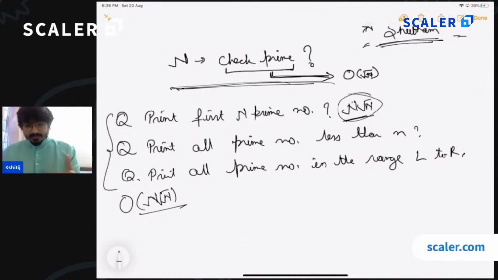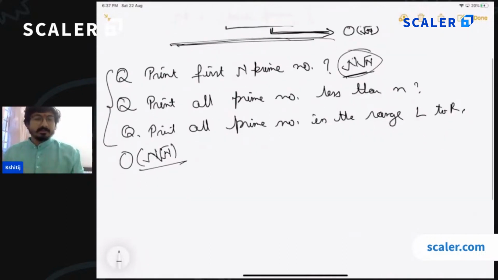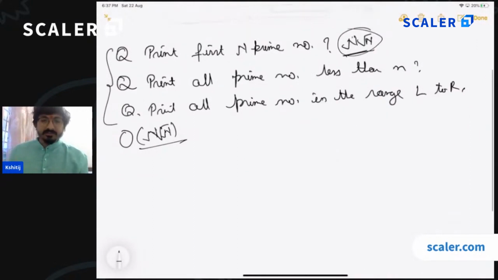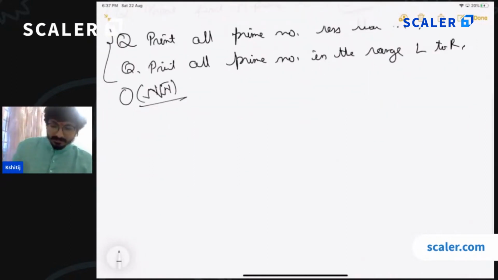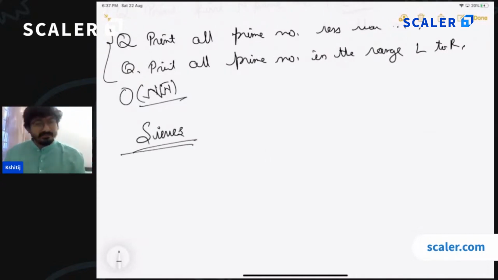Okay, can we do it optimally? Can we do something to make all these problems easy for the computer? Yes. So now there is a very, very well researched, very famous algorithm, which many of you are already writing in the comment. It's called the Sieve algorithm, right? So in today's class, we are going to learn about the Sieve algorithm.